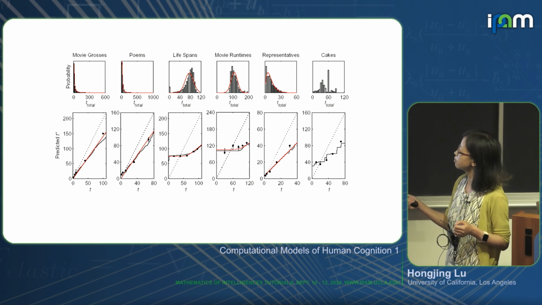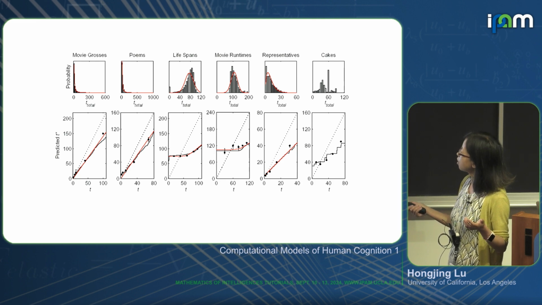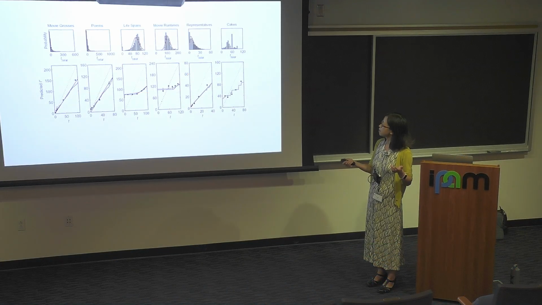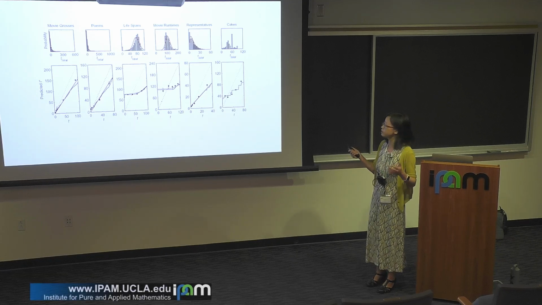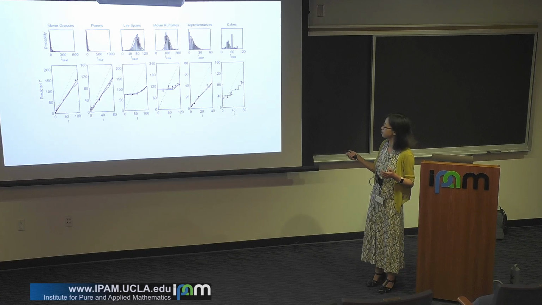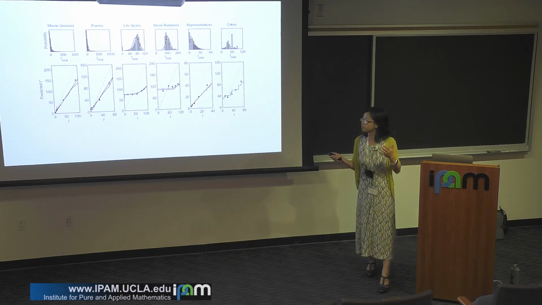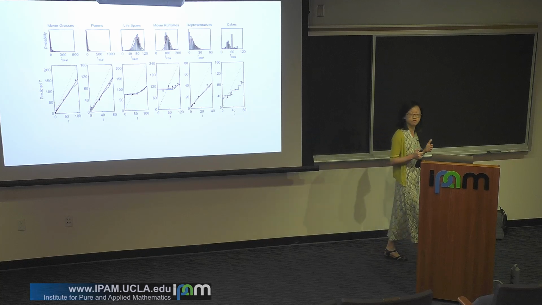And the red lines come from a fitted distribution here. Across all 5 examples, including the cake, because the cake histogram is difficult to fit with a standard distribution, we just use the histogram here. You can see that this model actually predicts human performance very well.